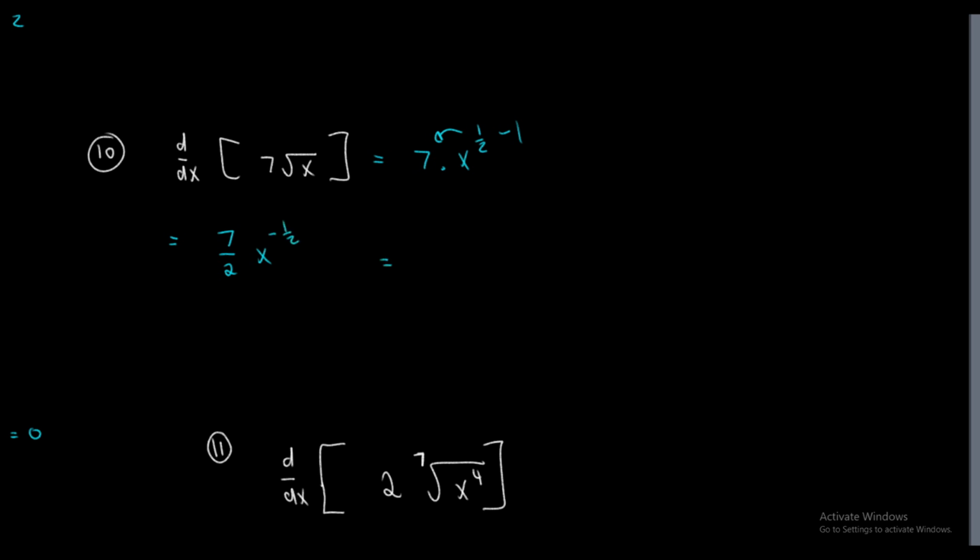We can switch this one to the bottom to make a positive, which is then going to give me 7 over 2 x to the power of 1/2, which I can then rewrite as 7 over 2 square root x.